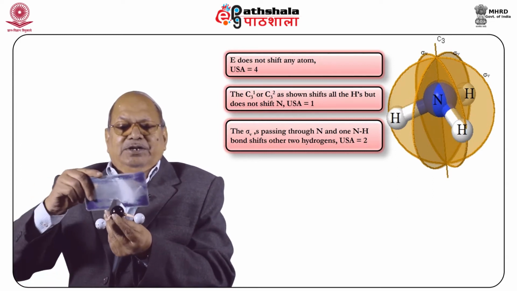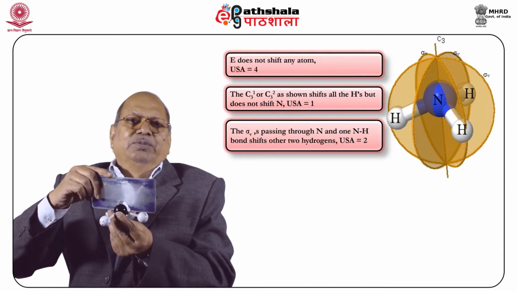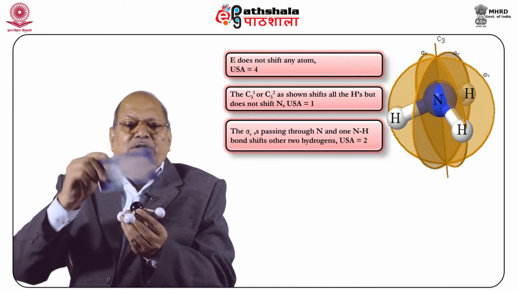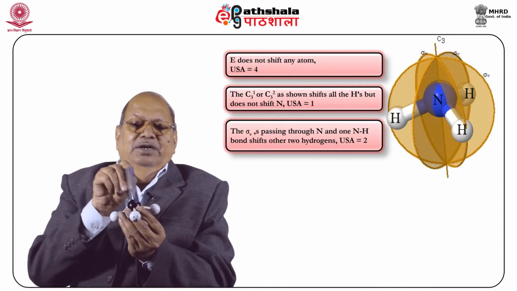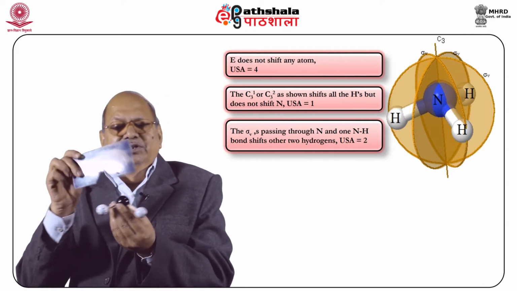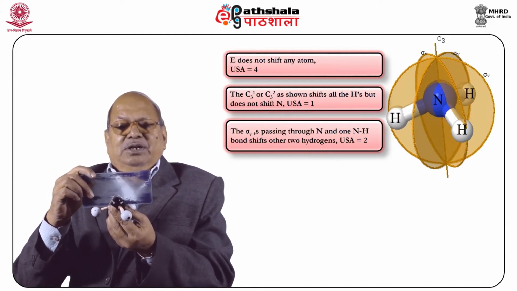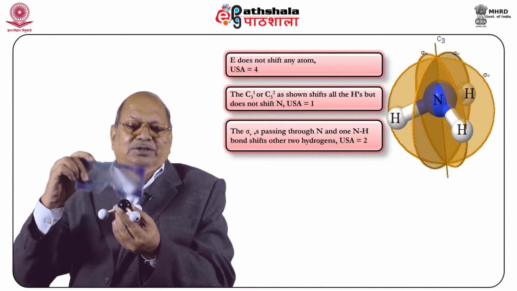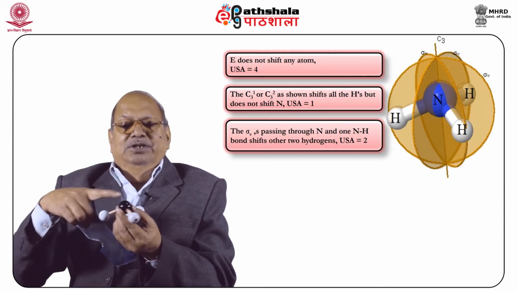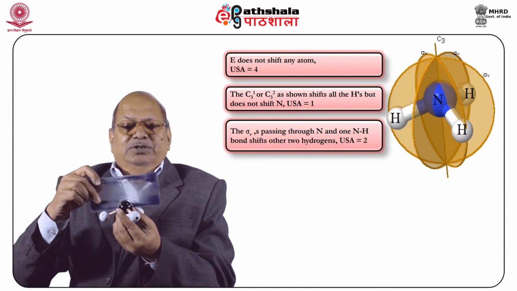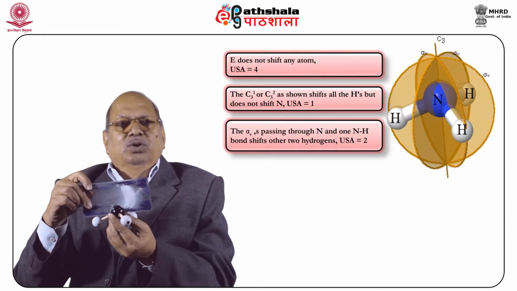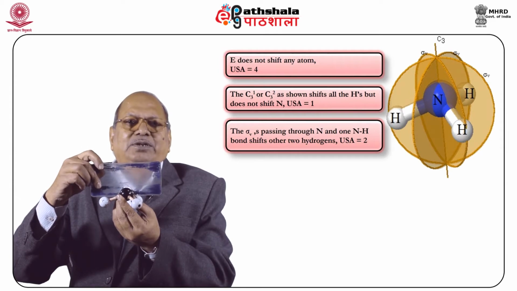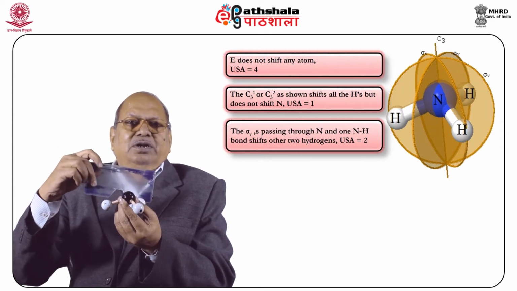Now let us see the effect of sigma v. If I take this one, that is, it contains one of the bonds and bisects the angle between the other two. It has this one, this one and this one, so there are 3 sigmas. If I take it like this, how many atoms are shifted? That is this and this, they will be shifted and this will not be shifted because it lies in the plane. So by performing sigma on this molecule, 2 atoms are not shifted and 2 atoms are shifted.